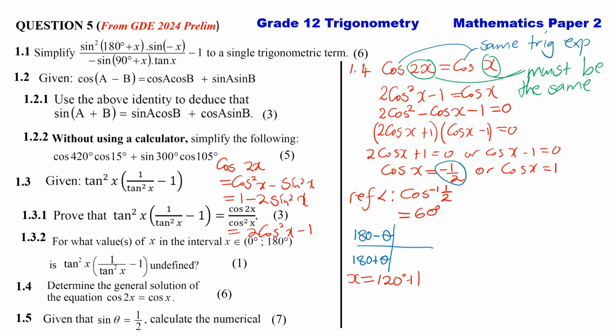Then we add k times 360 to make it a general solution. Then my next solution is going to be from the third quadrant, 180 plus theta. 180 plus theta is going to be 180 plus 60. That will give me 240 degrees. Then we can add this to k times 360 degrees. I have solved the first equation to get two general solutions from it.